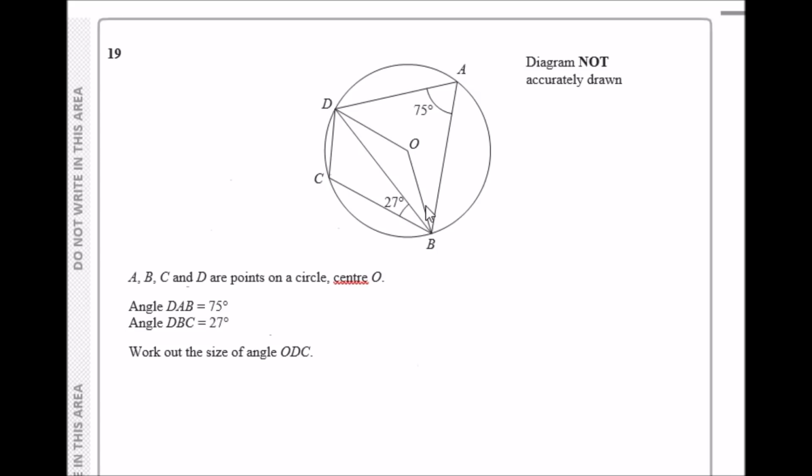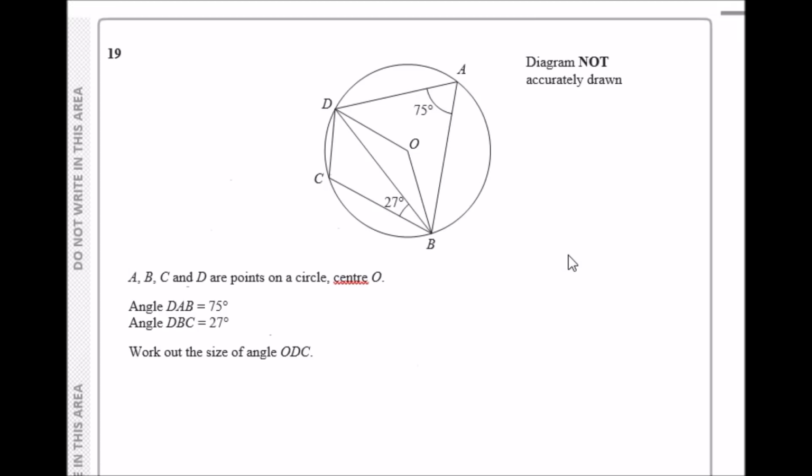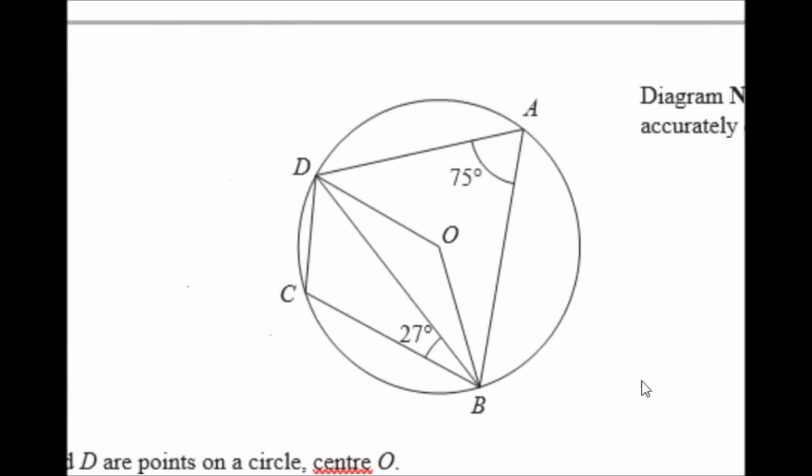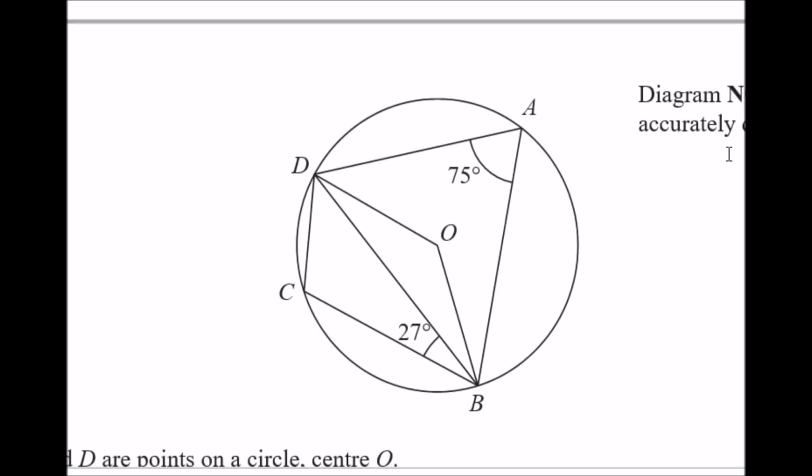This one looks a bit like a cyclic quadrilateral because you have 4 points hitting the circle. We also have an angle in the center which is known to be double the angle here. So work out the size of angle ODC. All right, let's investigate it. Let me just zoom this up a bit. Hopefully this is clear. Yep, it's in the recorded area.